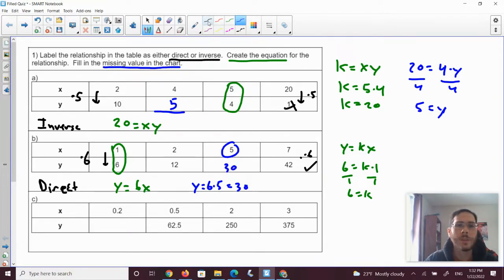Then for part C, again, we're going to do the same thing. We've got to decide if it's direct or inverse. I can't pick the first one. Again, I could pick any two just to double check. This one looks kind of tough to do, so I'm going to skip that one. And I'm going to say over here, 2 times 125 is 250, because I know that one. If I didn't know, I could always divide to check. To go from 3 to 375, if I tried it, 3 times 125 is 375. So that does work. So it looks like we're good to go. So this is another direct one because they both worked.